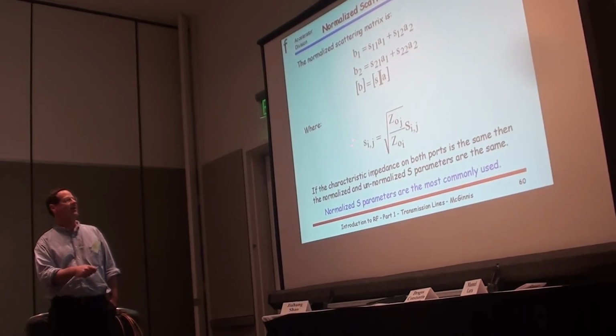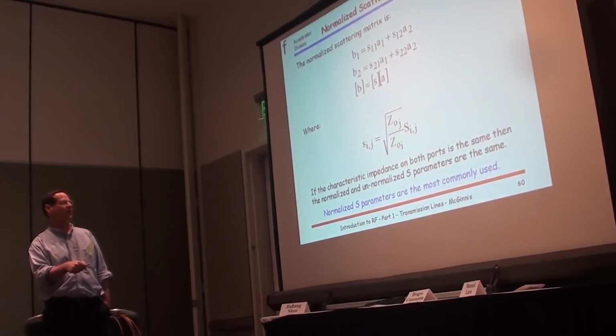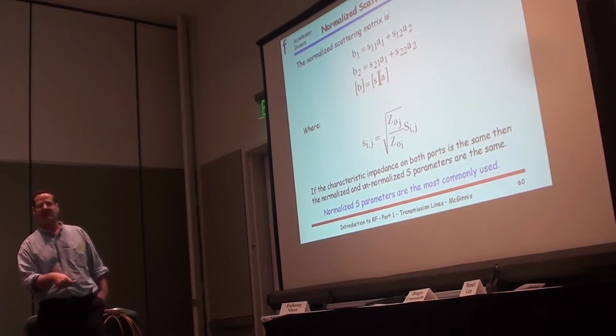And then the difference between an unnormalized scattering matrix and a normalized scattering matrix is just given by this ratio. Normally, you'd never even worry about this. This is just for your own academic use. So normalized S parameters are what's most commonly used.